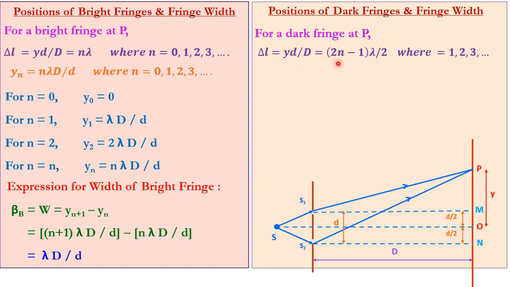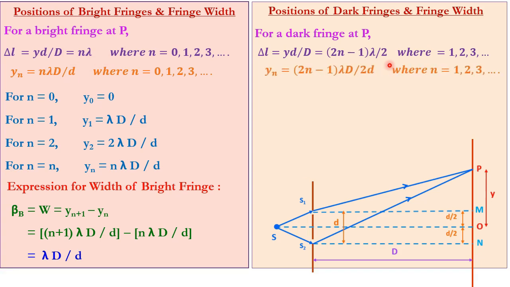difference is given by 2n minus 1 lambda by 2. For bright it is n lambda. Here it is 2n minus 1 lambda by 2. Values of n are from 1, 2, 3 like this. This can be considered as odd multiple of lambda by 2. Bright is an integer multiple of lambda. Here it is odd multiple of lambda by 2.